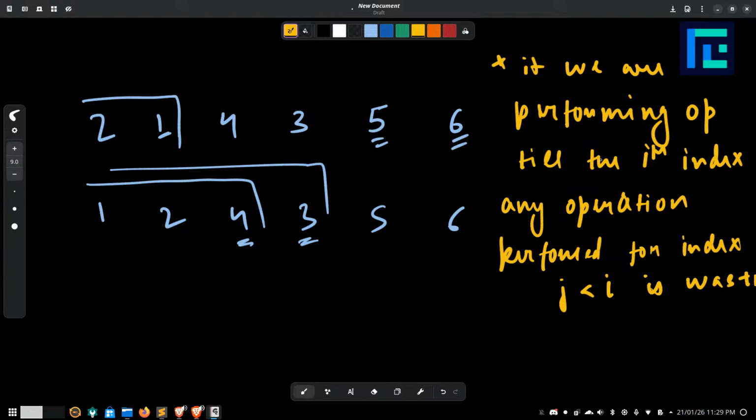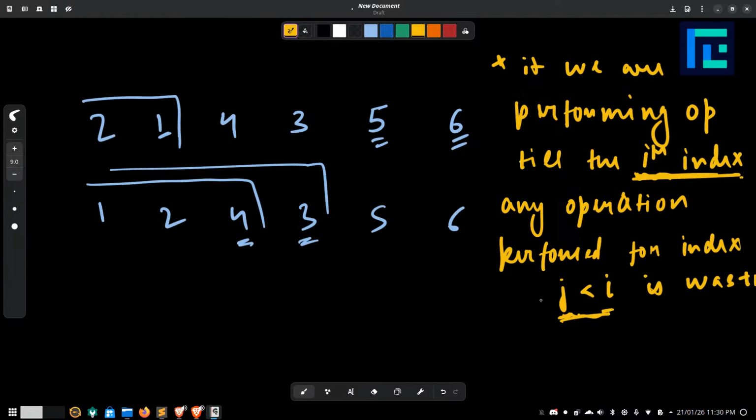Since if we perform an operation till the ith index, all the numbers from a1 till ai would be sorted. So actually performing an operation on index j which is less than i is a waste, because that would only be sorting the array from the first index till the jth index. So that is not something we want. We want the array to be sorted because we've already sorted till the ith index, right?